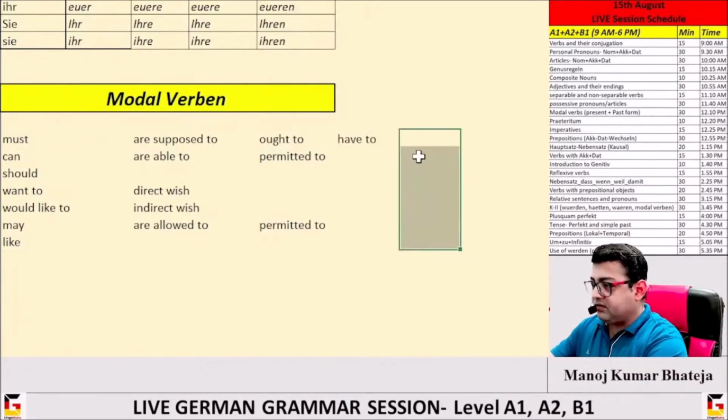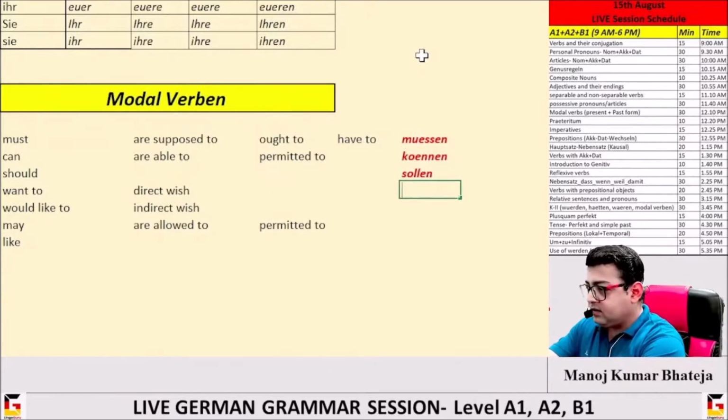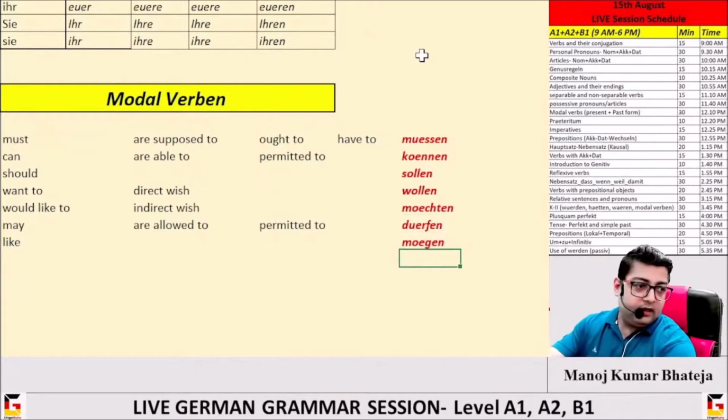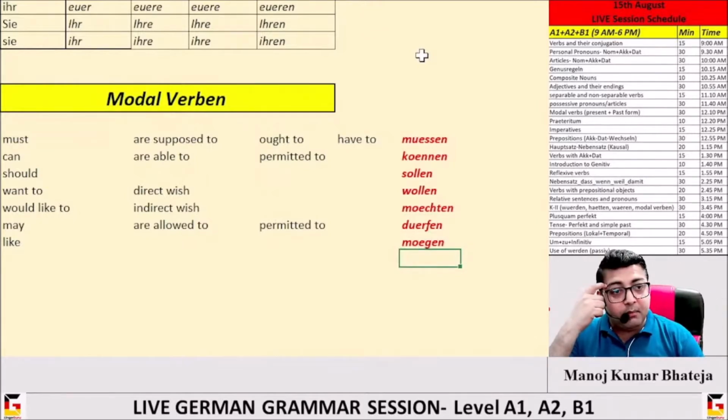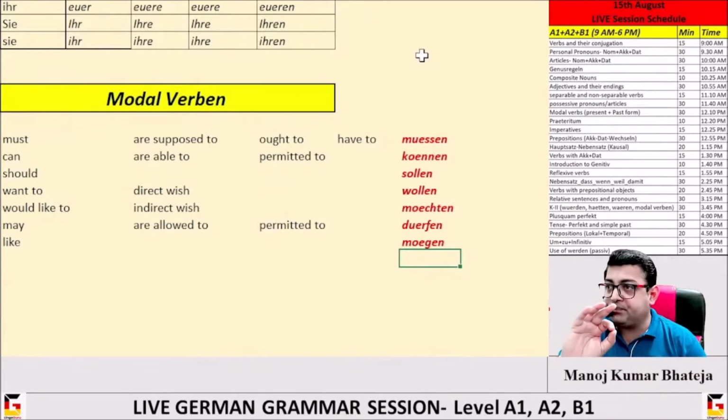So must is müssen, können, sollen, wollen, möchten, dürfen, mögen. These are the 7 modal verbs which we have in this grammar.